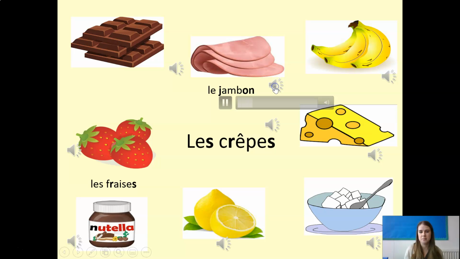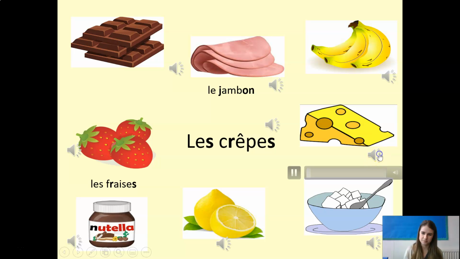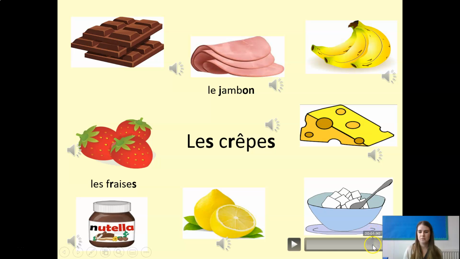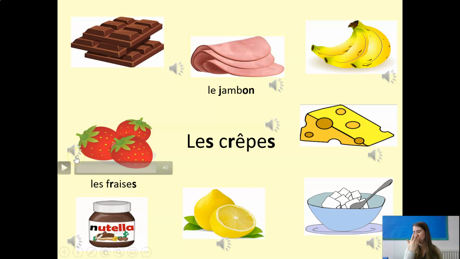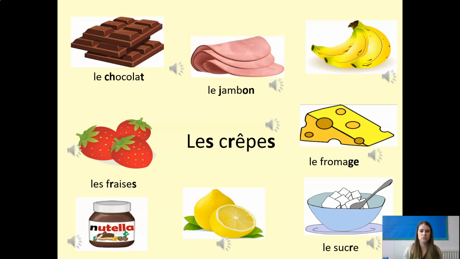So repeat after this one. Le jambon. Your turn. Good. We know this one. Le fromage. Your turn. Good. What about this one? Le sucre. Your turn. Good. Les fraises. Les fraises. Your turn. Good, well done. So those are all the different types of toppings that we're going to look at to have on top of our pancakes. So you've got le fromage, le sucre, les fraises and les bananes.